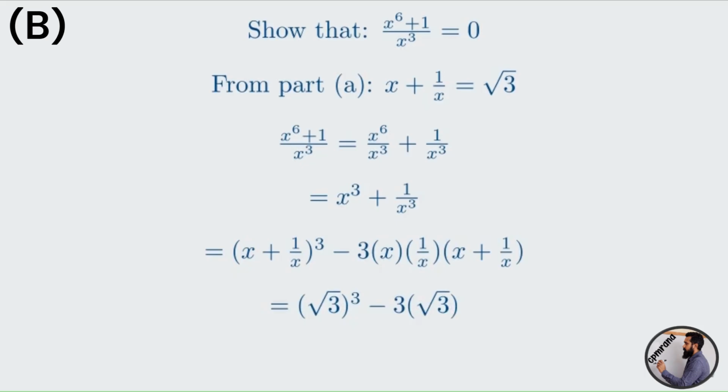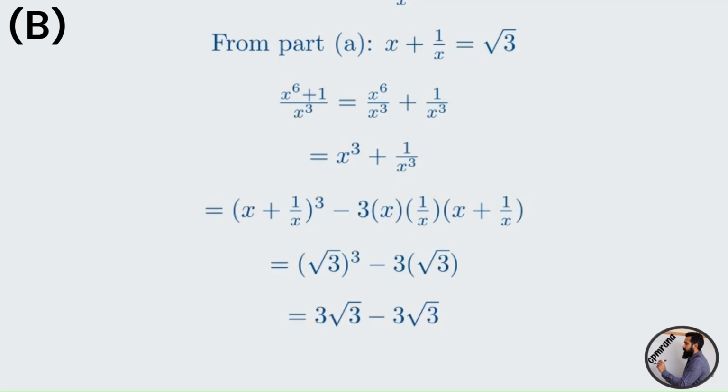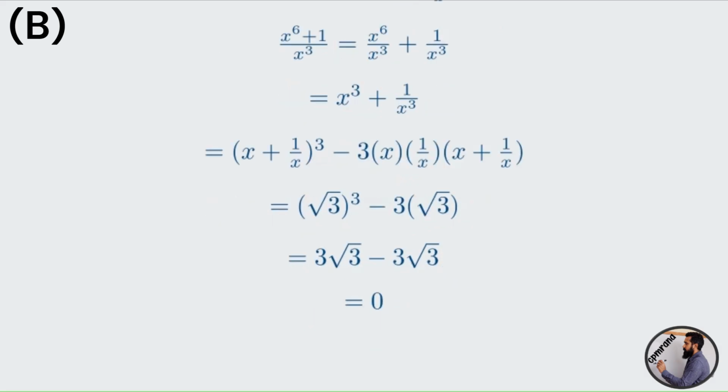Let's calculate the cube of the square root of 3, that is root 3 times root 3, which is 3, times another root 3. So we get 3 root 3. Subtracting these identical terms gives us 0. Therefore, x to the power of 6 plus 1 over x cubed equals 0. We have successfully shown that the expression equals 0, as required.